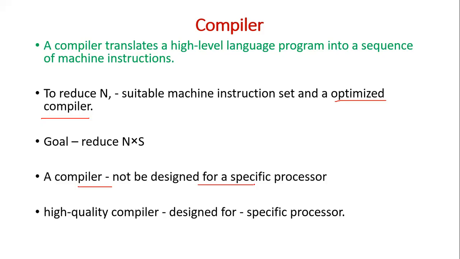But if you want a high quality performance from the compiler, then the compiler should be concerned about the processor. It is not that if you write a compiler for one processor, it will give better results for another processor also. No, the compiler that is written for one processor may not give that good performance in another processor, right? So the compiler should be designed for a specific processor to get better performance out of the computer.